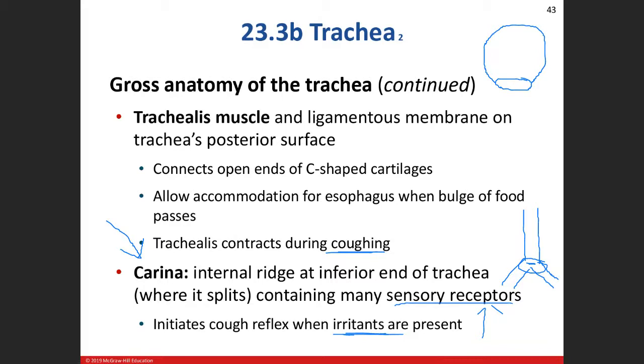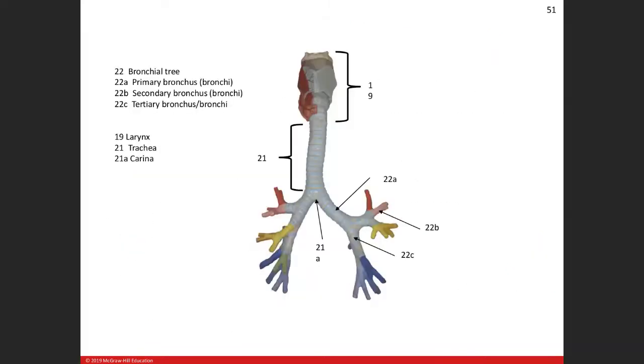Now, here's the thing, and you need to know this: it's on the interior. This is the part that I'm not a huge fan of, that the department has labeled VAT 21, where we see the bifurcation of the trachea into your primary right and left bronchi. But they have an arrow pointing to the bifurcation as the carina. The carina is on the inside.